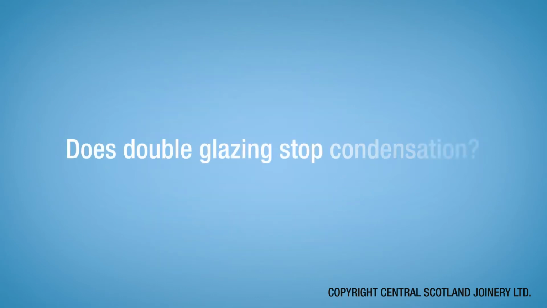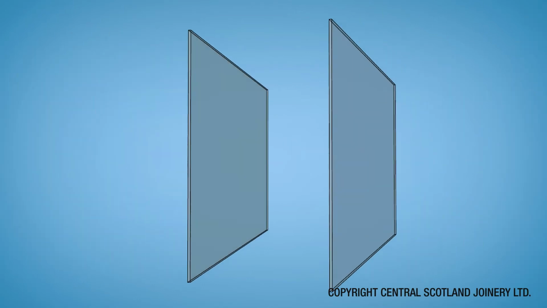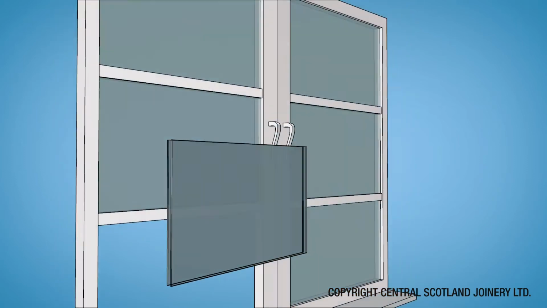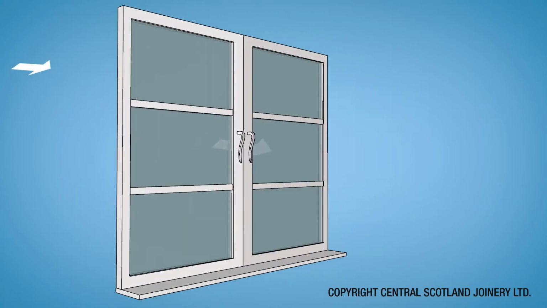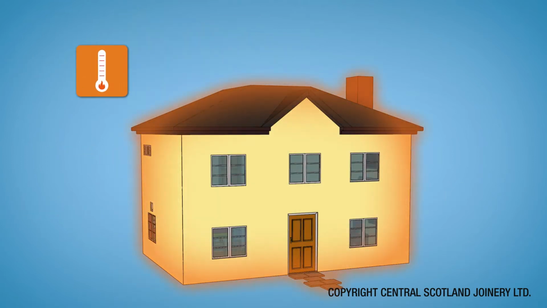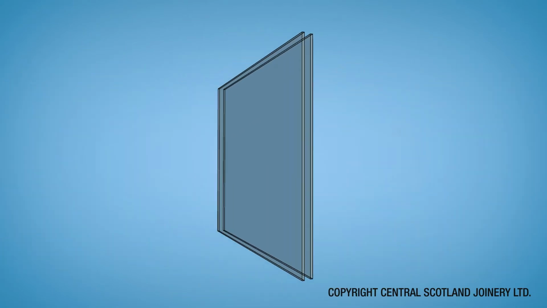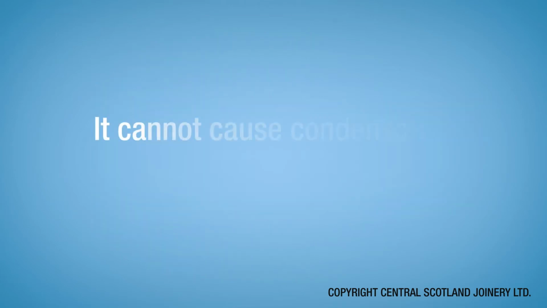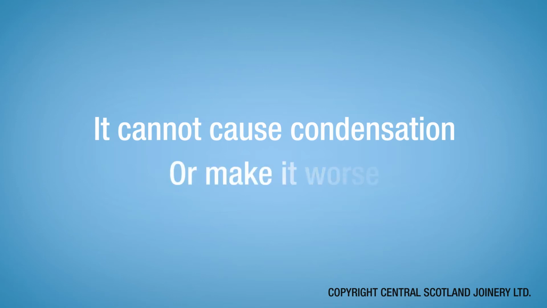Does double glazing stop condensation? Double glazing is an insulator designed to reduce the loss of heat in our homes. A quality double glazed unit will reduce the cold and sound transferring through the outer glass pane to the inner glass pane, keeping your home as warm and quiet as possible. It must be remembered, however, that double glazing is an insulator and not a source of heat or a moisture controller. It cannot cause condensation or make it worse.